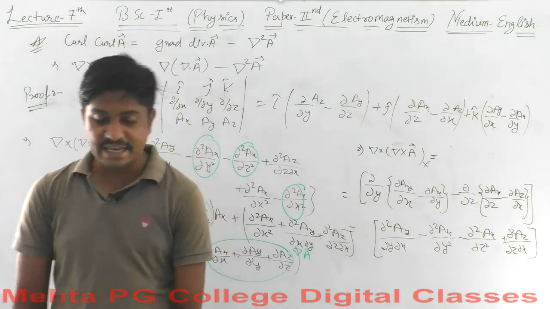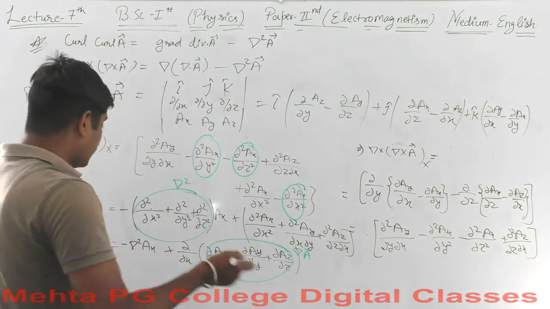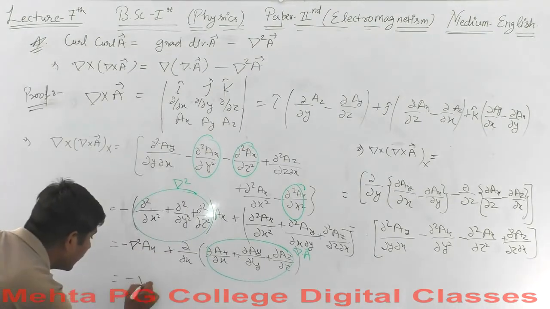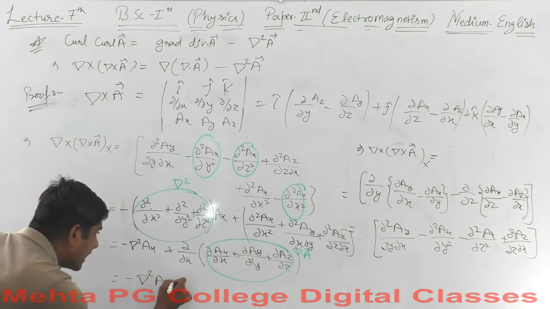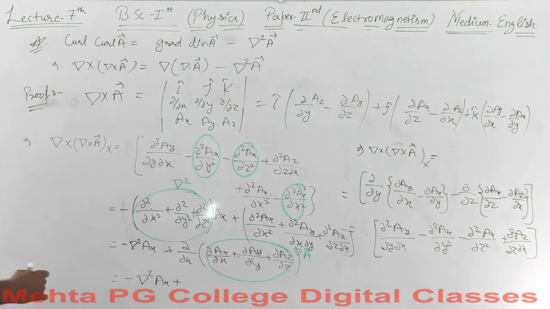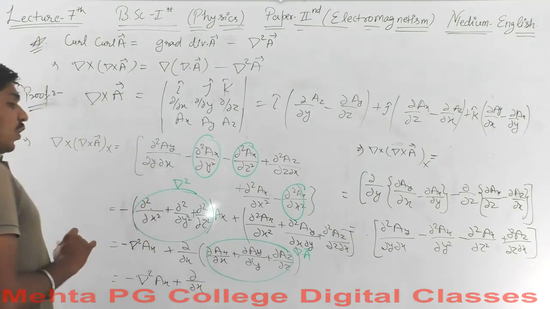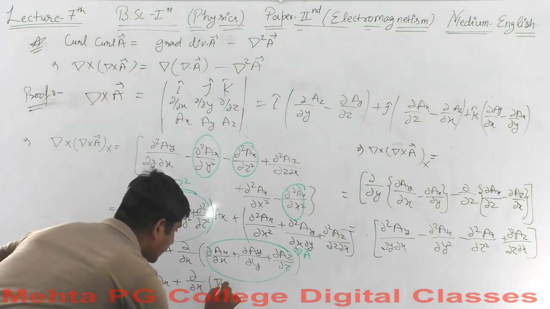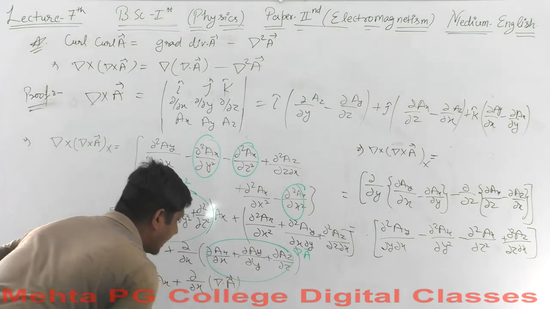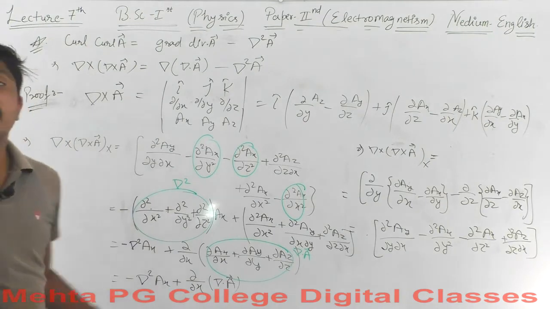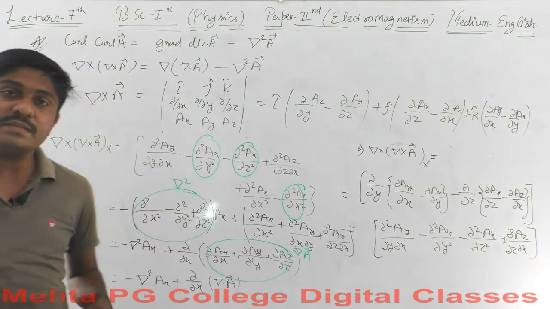Remember, this is the divergence. So what will this equal to? Minus del square Ax plus del by del x of the divergence of A. This is only the x component.